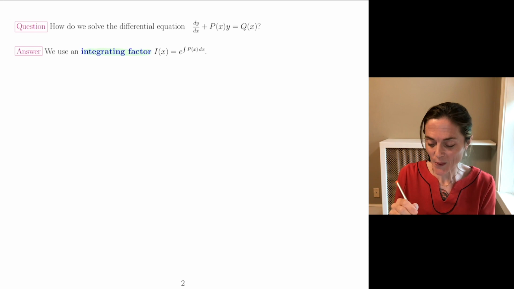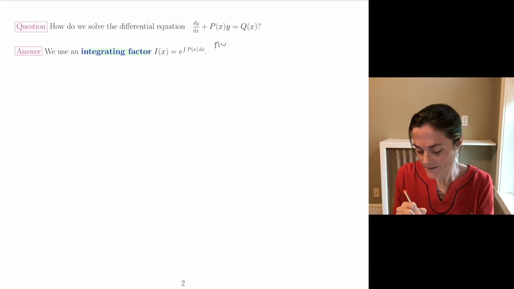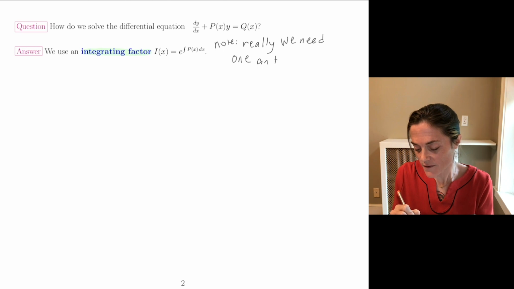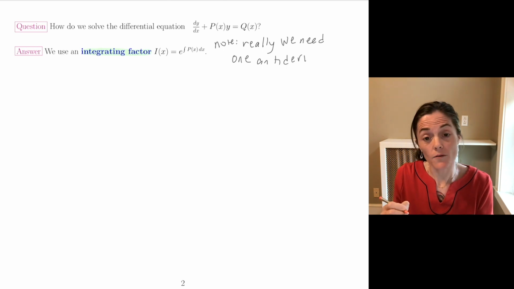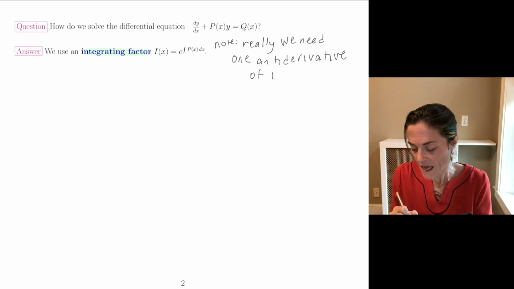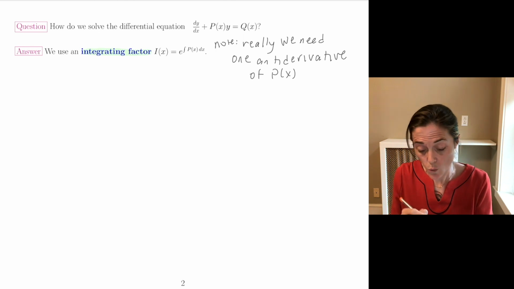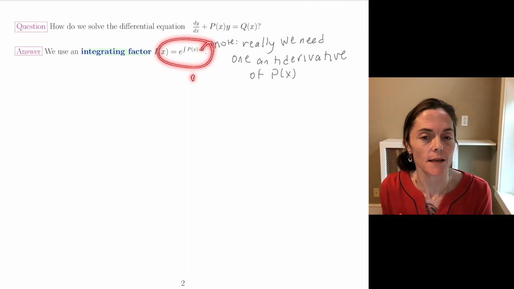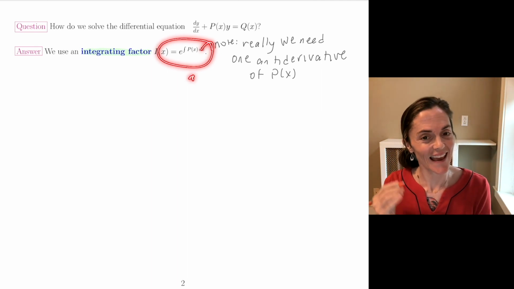However, let me make an important note here. Really, we just need one antiderivative of p of x. And so, at least when we write down the integrating factor, we don't have to worry about the plus c. I'll make this remark again later.